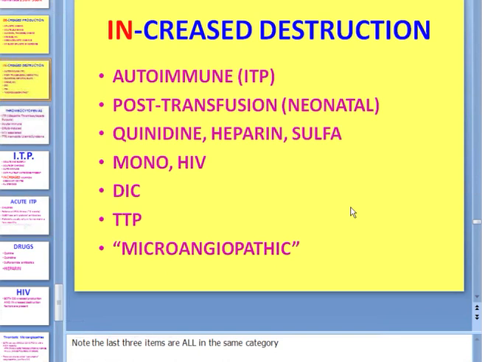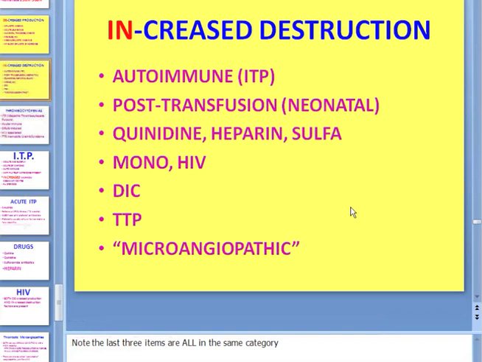Well, the most common one, and you'll see a lot of cases of this, is what they call ITP, idiopathic thrombocytopenic purpura. Their platelets are low because their bodies are making antibodies against them and they're destroying them faster, right? Another thing to remember is that a lot of times post-transfusion, especially in neonates, they'll get decreased platelets for the same reason. Even though I could probably make you a list of 50 drugs, the three big ones are the antimalarials, the sulfa antibiotics, and heparin.